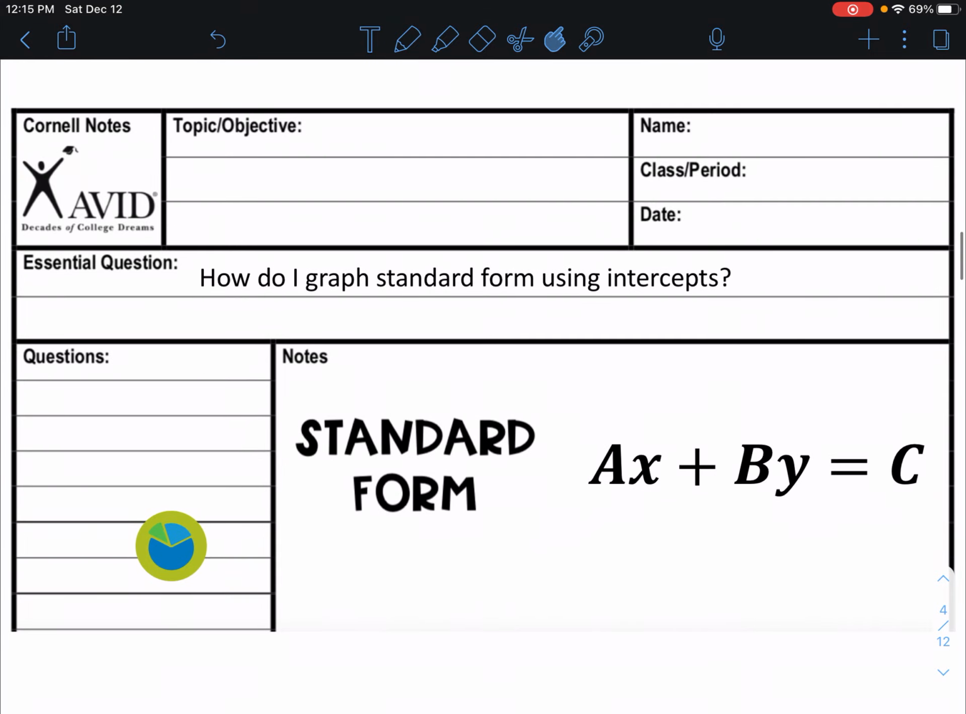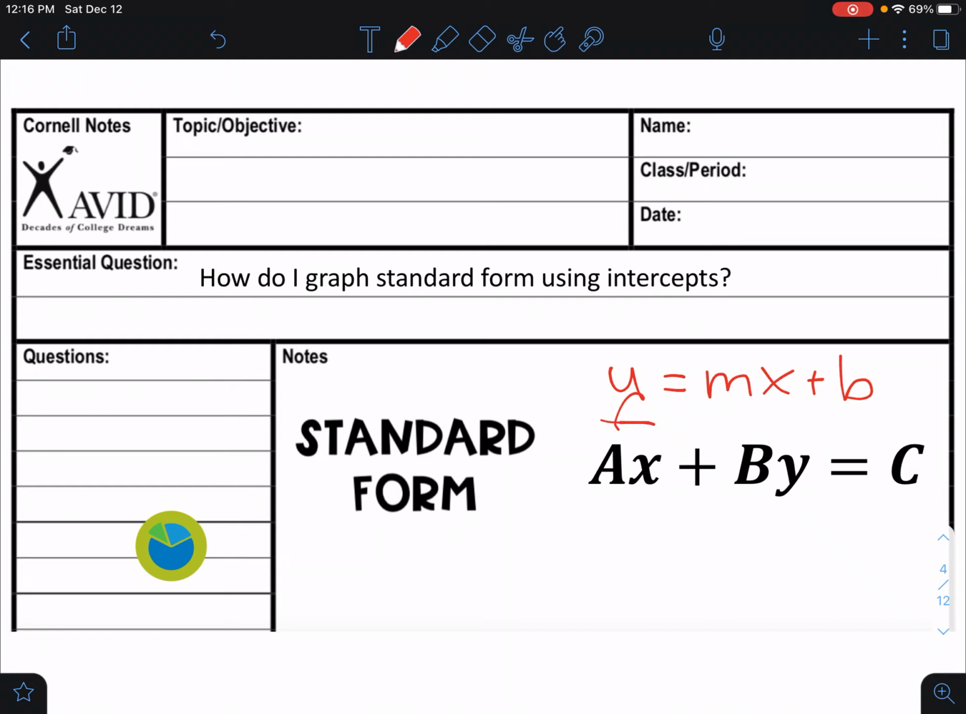Okay, so how do we graph standard form using intercepts? That's our essential question today. And our standard form is ax plus by equals c. Now we've been accustomed to equations that look like this: y equals mx plus b. Notice they're all lowercase, and the y is by itself on one side.